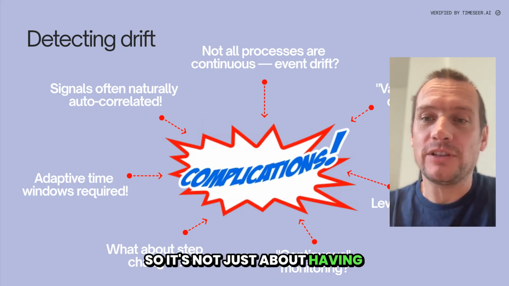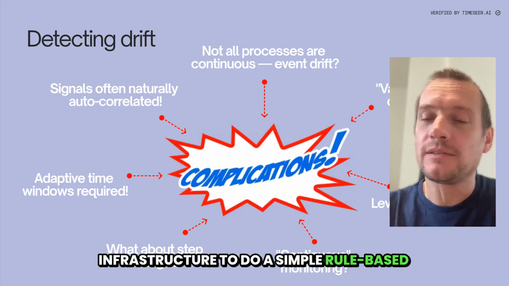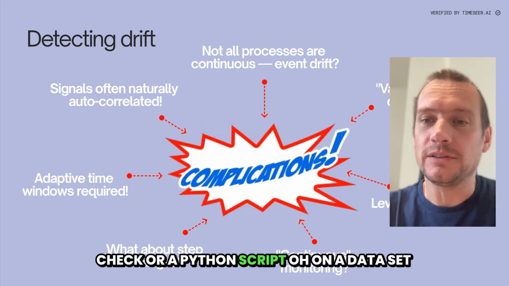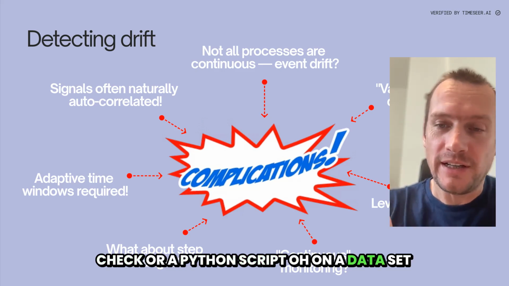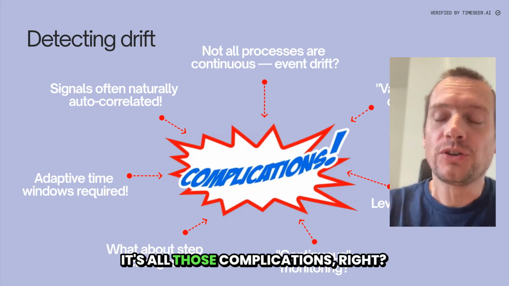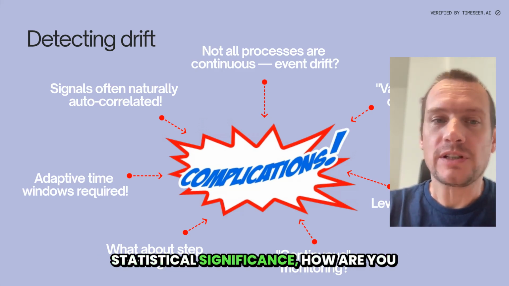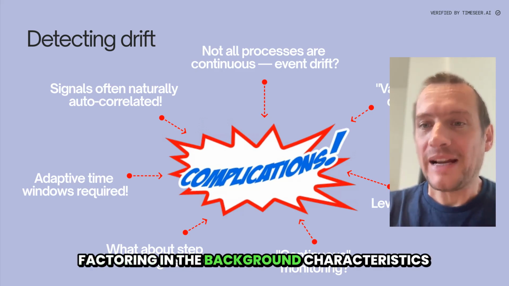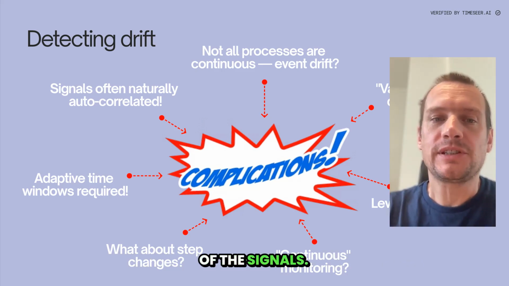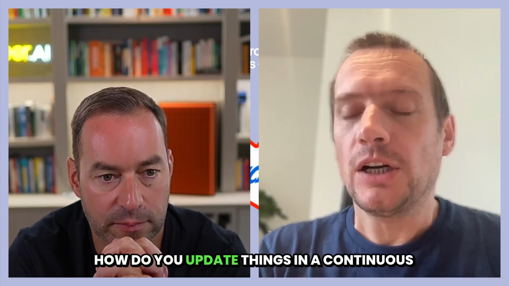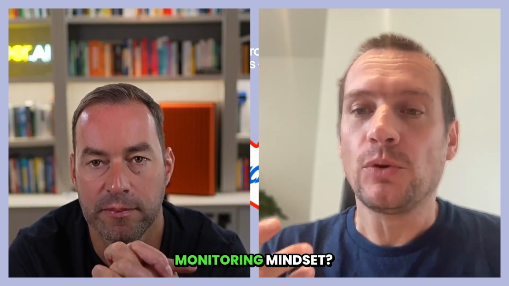So it's not just about having infrastructure to do a simple rule-based check or a Python script on a data set at scale. It's all those complications, right? Think about how you are scoring statistical significance, how you are factoring in the background characteristics of the signals, and how you update things in a continuous monitoring mindset.